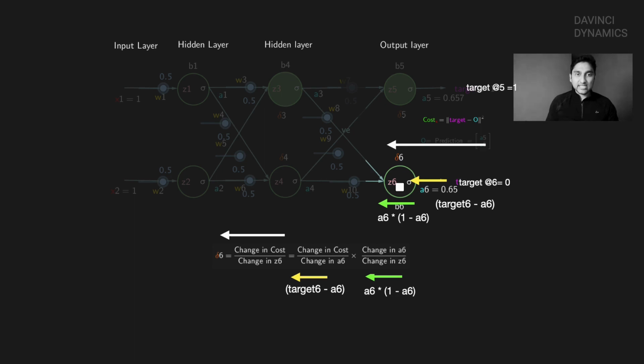The term change in A6 with respect to Z6 represents how much the activation at node Z6 changes with a small change in the total weighted input at the same node. Since we are using the sigmoid function as our activation function, this term is calculated as A6 times 1 minus A6. So we can calculate delta 6 as the difference between the target and A6, times 1 minus A6. This gives us the error term for node Z6, which quantifies how much a small change in the total weighted input at Z6 will change the cost.